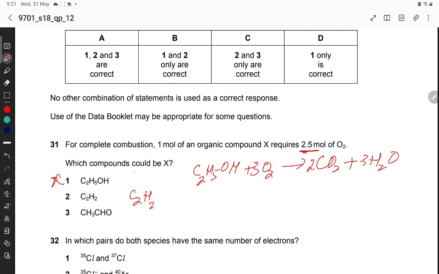C2H2 plus oxygen to form carbon dioxide plus water, this is 6 moles, 2 moles and 2 moles.